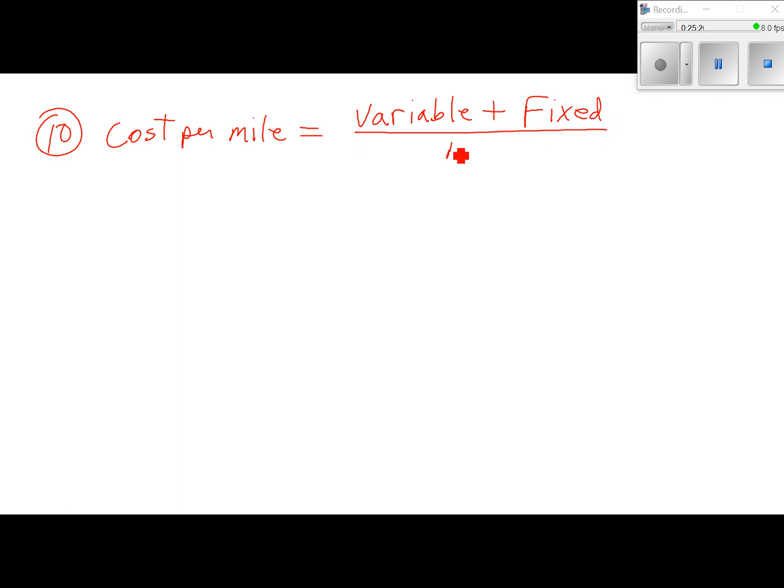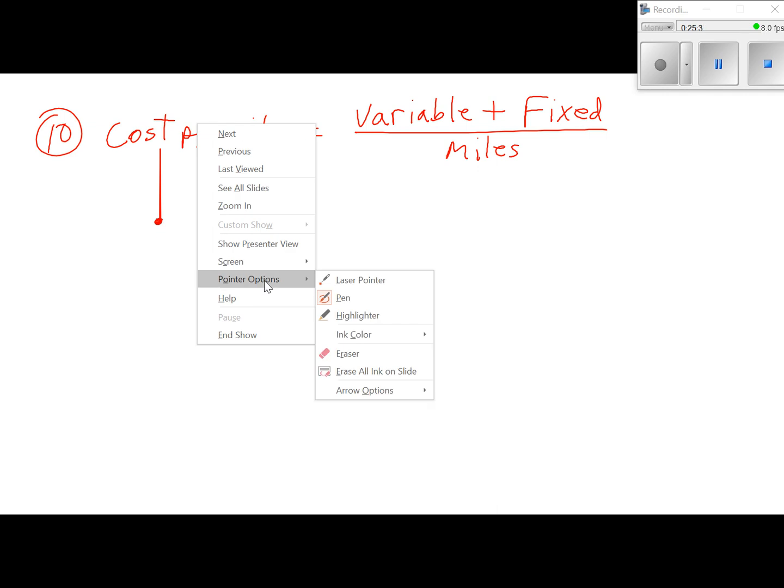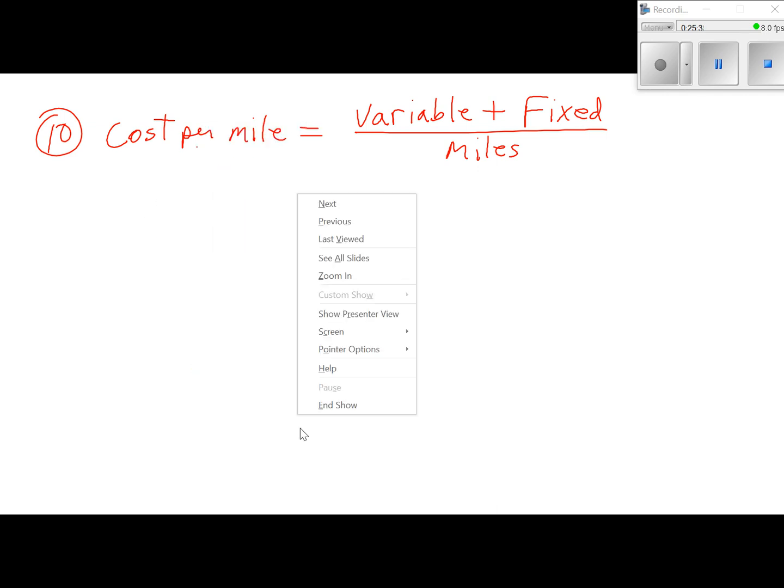So we're going to find both of those, and what we're going to use is the formula. The formula was cost per mile equals the variable, and this might be written in a different order than what I put on the notes, but it means the same thing, variable plus the fixed cost divided by the number of miles. And all we're going to do is plug into that formula. This time they told us that the cost per mile was 47 cents.